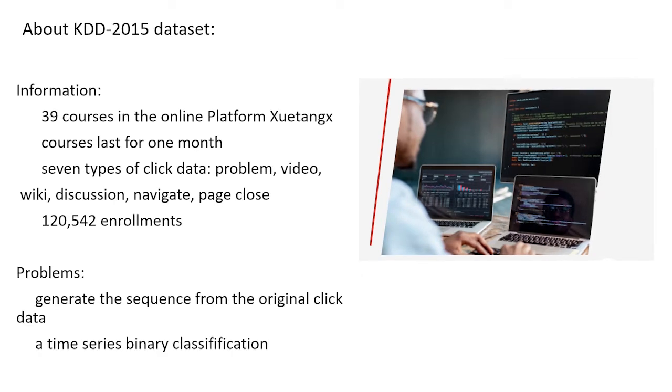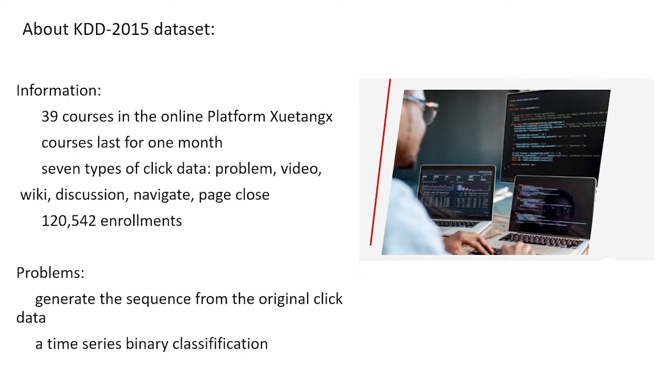Here I will introduce the dataset we used in our experiment. We use the KDD 2015 as a dataset in our experiment. It's a public dataset supplied by the online platform Xuetang Zaixian, and it has 39 courses. Each course lasts for 1 month. The data in this dataset are 3 types of click data. They are problem, video, wiki, discussion, navigate, and page close. Each of these click data is an action of the participant, and there are more than 120,000 students participating.